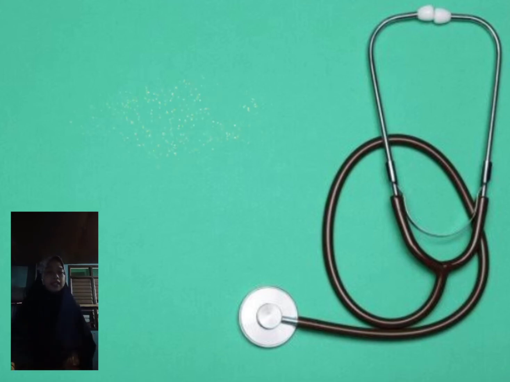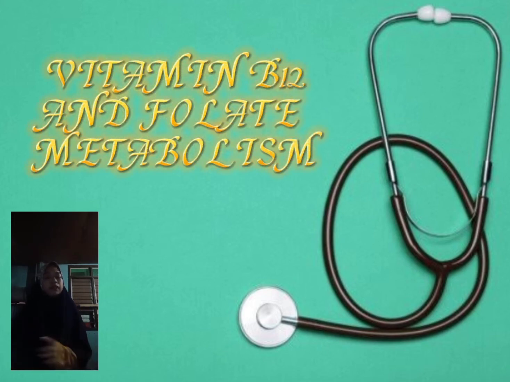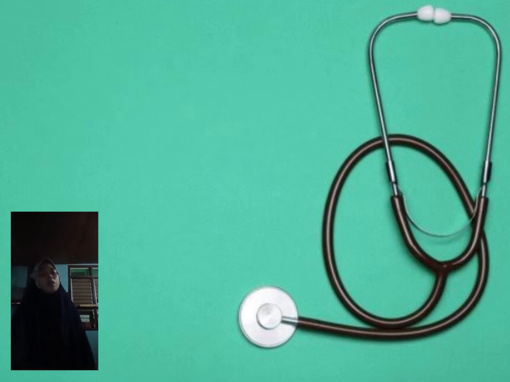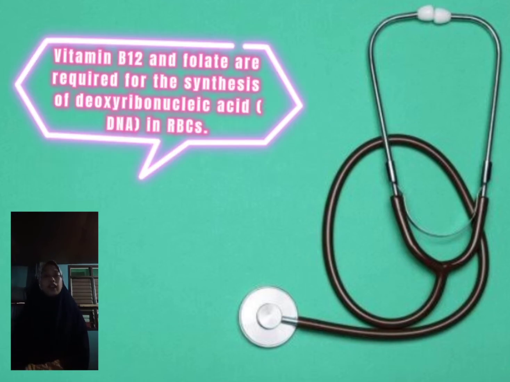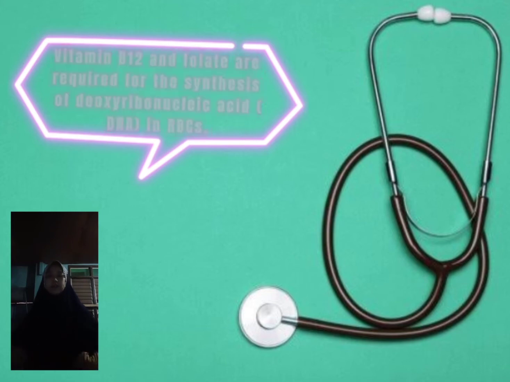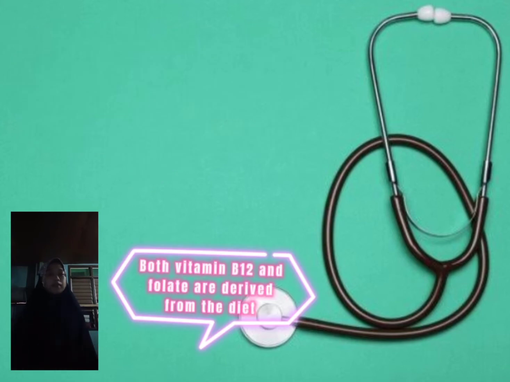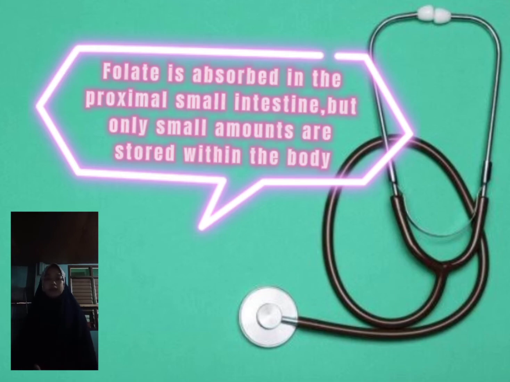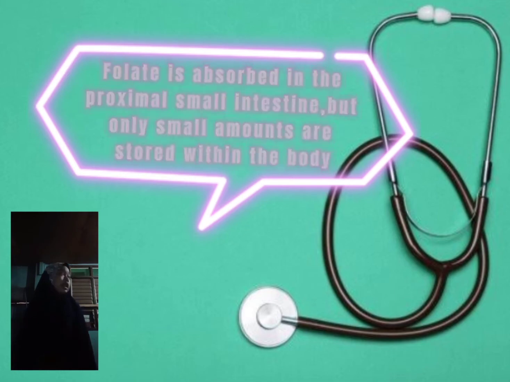So the next is vitamin B12 and folate metabolism. Vitamin B12 and folate are required for the synthesis of deoxyribonucleic acid, or DNA, in RBCs. Both vitamin B12 and folate are derived from the diet. Folate is absorbed in the proximal small intestine, but only small amounts are stored within the body.